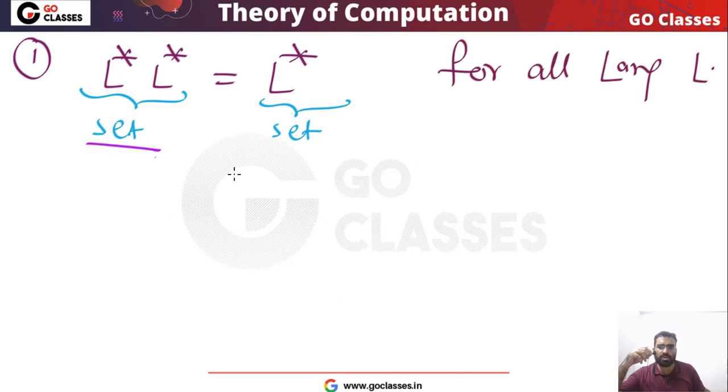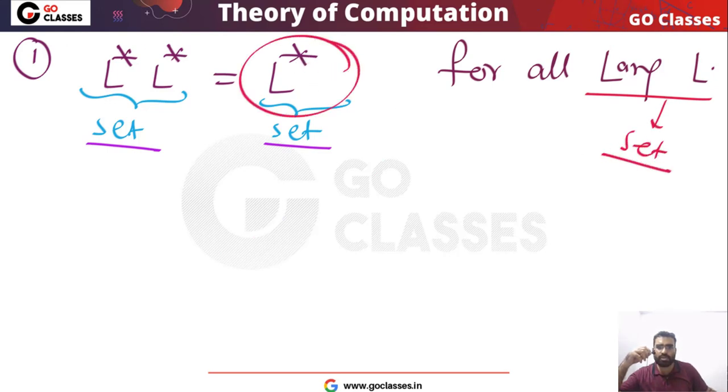Now you can notice this is also a set, because every language is a set. L star is also a set of strings, so this is also a set. So these are sets, and now we want to prove that the two sets are equal.